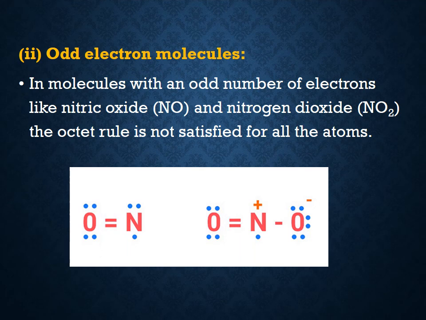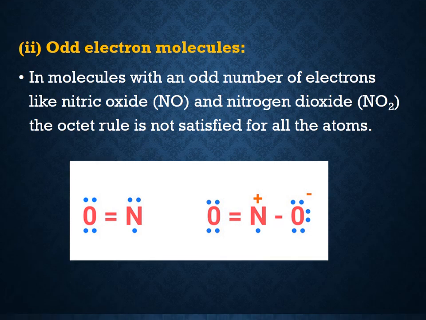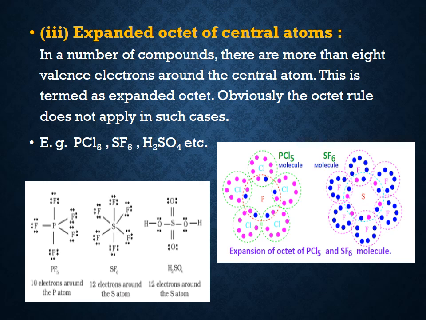Odd electron molecules also come under the limitation of the octet rule. In molecules with an odd number of electrons, like nitric oxide and nitrogen dioxide, the octet rule is not satisfied for all the atoms. The next category of limitation of the octet rule is expanded octet of central atoms.